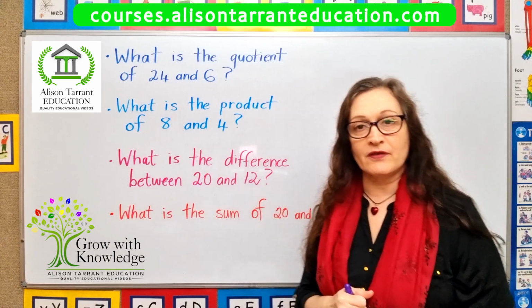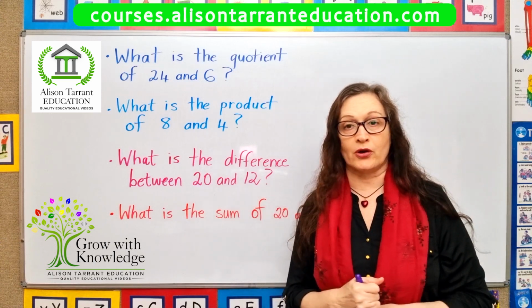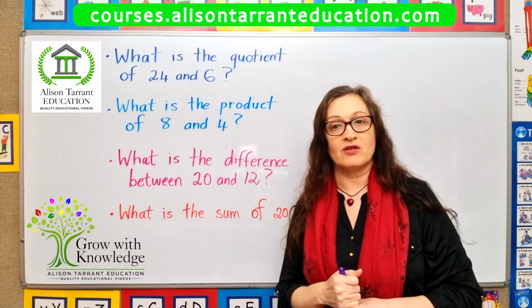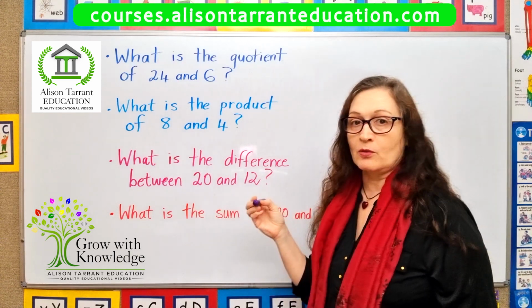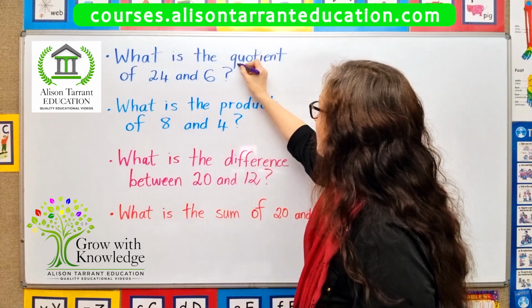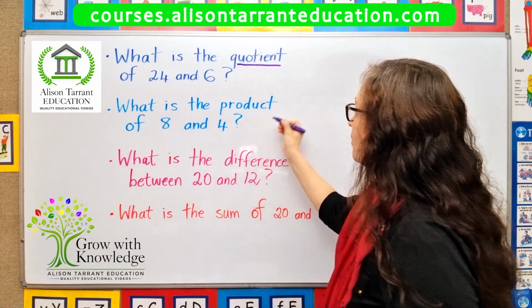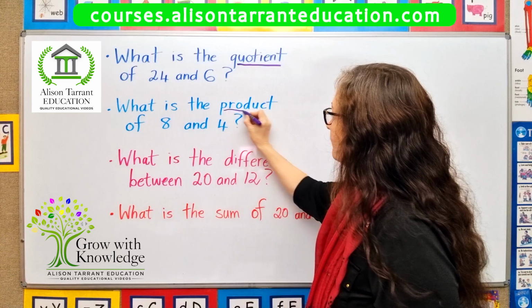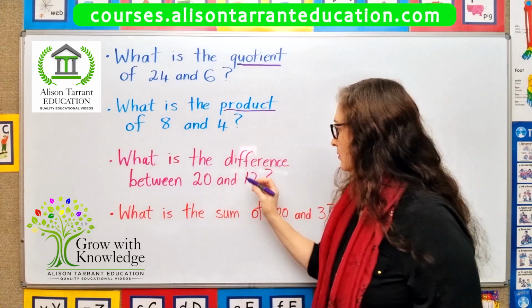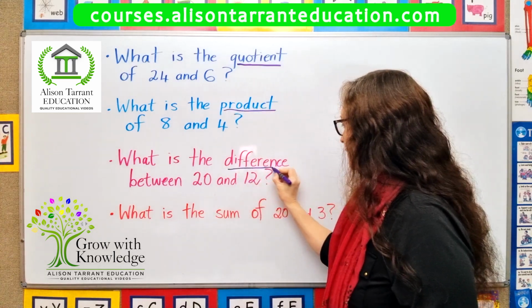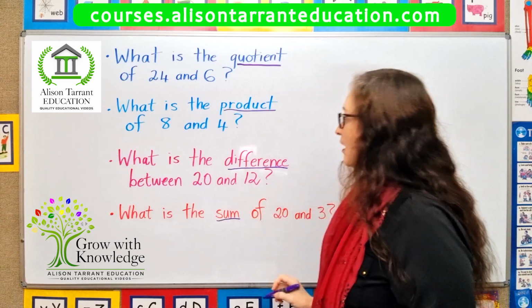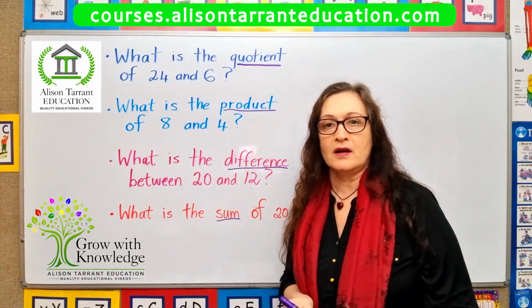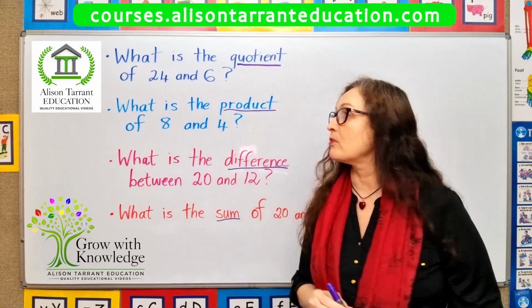Now that we have covered the meanings for these four words, we can do some simple word problems. Now the four words that we've just gone over are quotient, product, difference, and sum. And here are just some simple word problems.